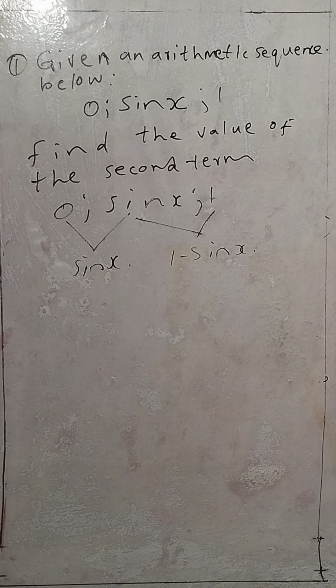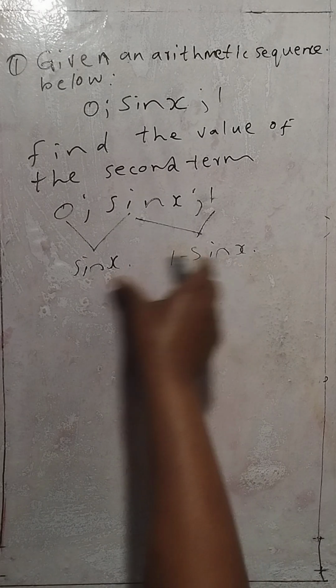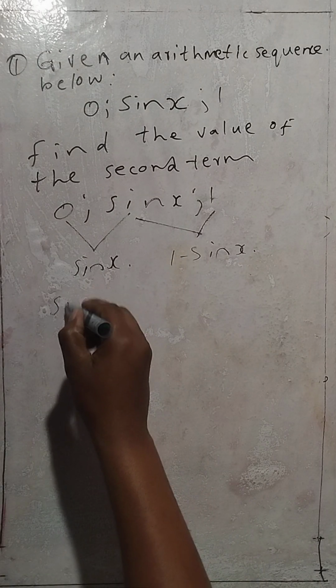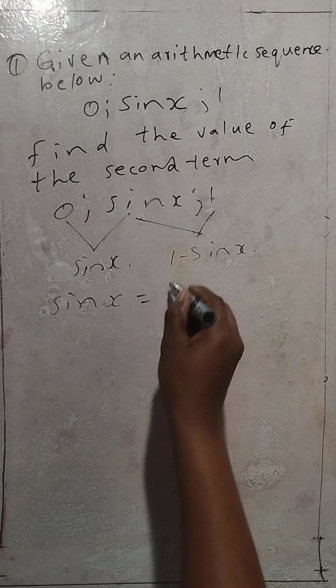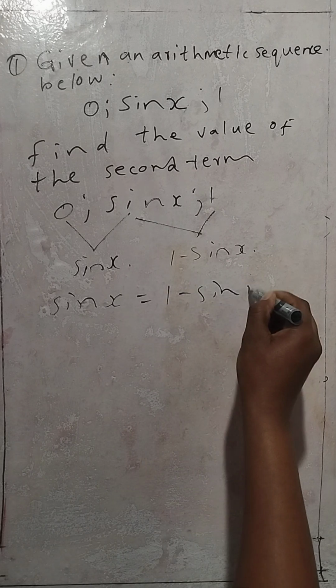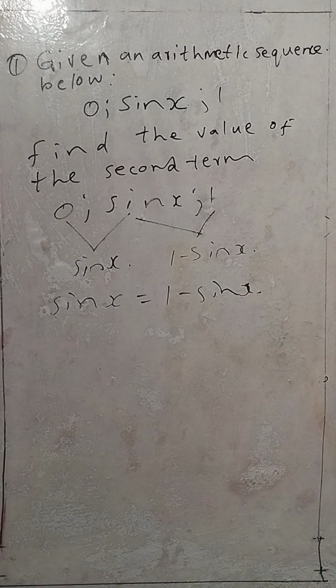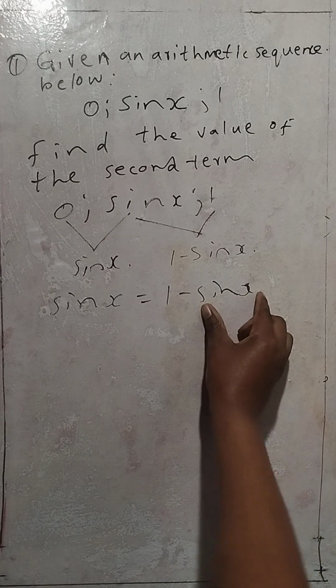But for the fact that we are told that it's arithmetic, the difference will be the same. Here, we are going to equate the two. It will be sine of x equals 1 minus sine of x. Now, let's group the like terms. Let's take the terms which appear the same, or the terms that have something in common, and group them together. We take this to the other side.